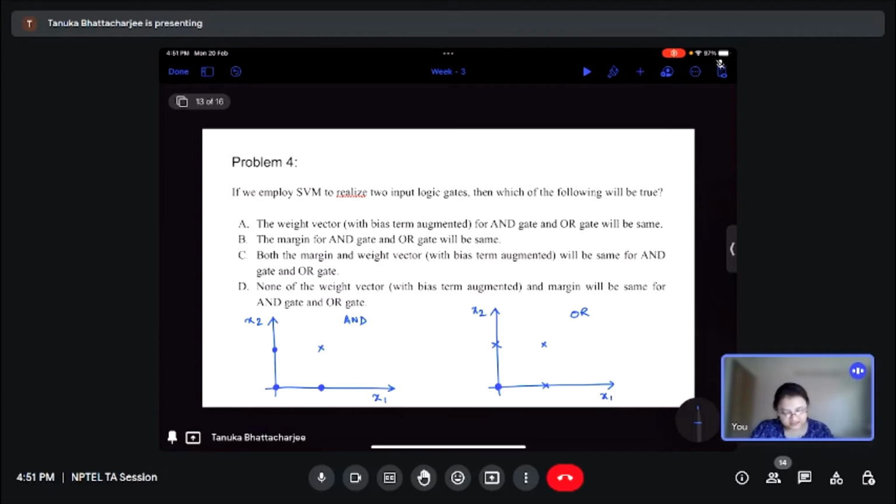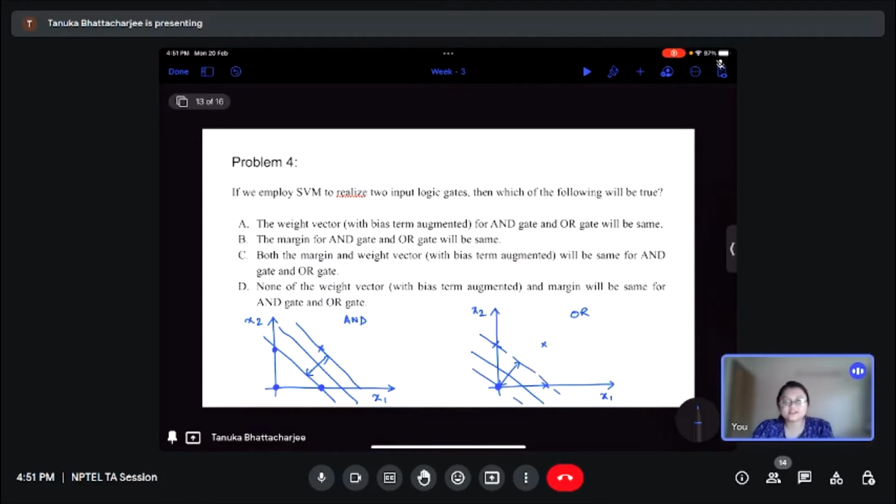So first let's say we take the AND case. If we want to draw the decision surface, that will pass somewhere through here, and this is the boundary of this class, this is the boundary for the other class, and this is your margin. And when you go for OR, your decision surface passes somewhere here, and these are the boundaries. So this is your margin.